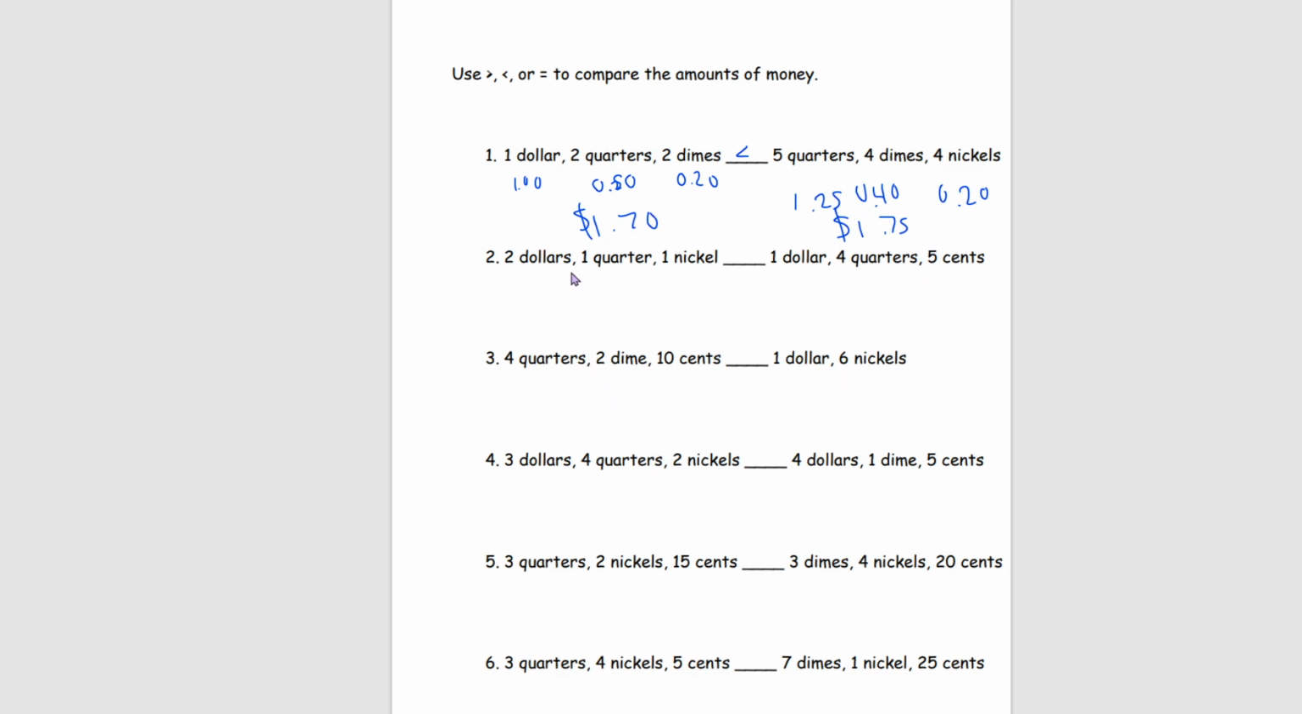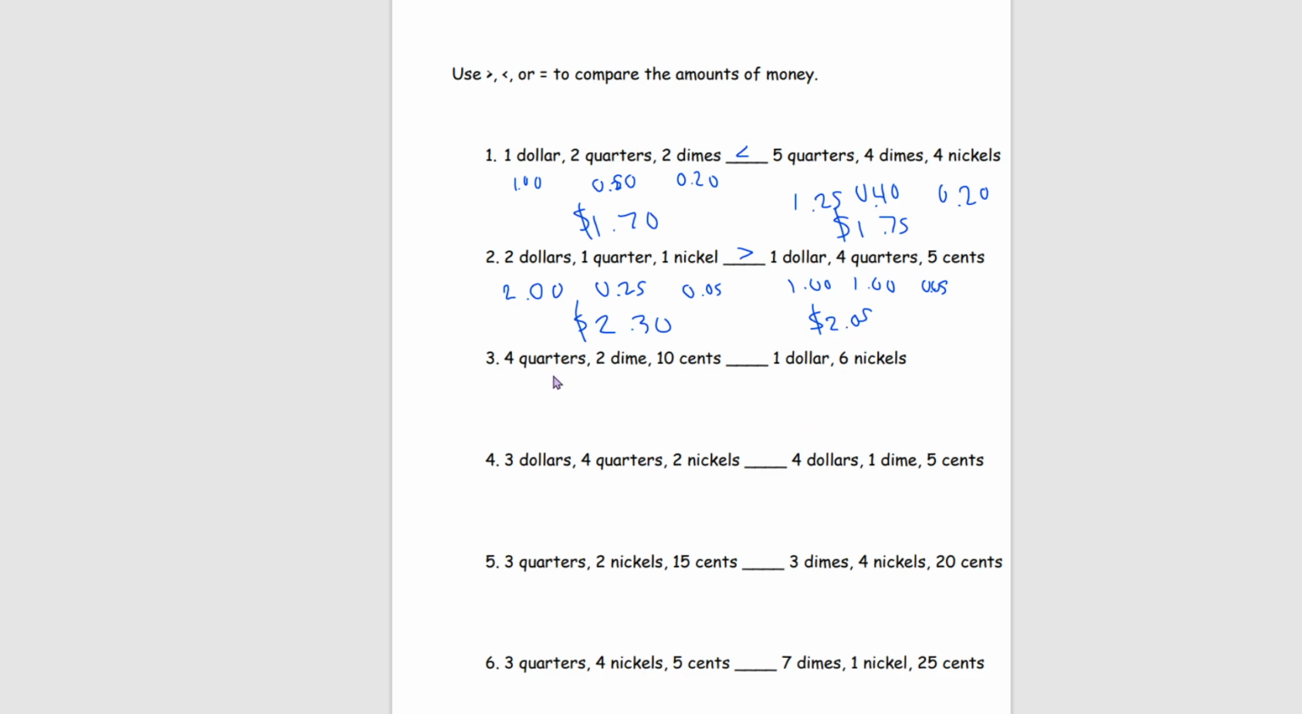For number 2, it's the same thing. We have $2, 1 quarter, which is 25 cents, and 1 nickel, which is 5 cents. Over here we have $1, 4 quarters, which adds up to $1, and 5 cents. So we add these up, and we get $2.30 on this side, and we get $2.05 on this side. So $2, 1 quarter, and 1 nickel is greater than $1, 4 quarters, and 5 cents.